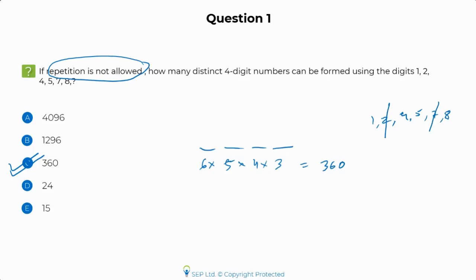So one person, I believe, marked the answer as option B, and the one person who marked the answer as option B did not focus on the words repetition is not allowed. Because if you do not focus on that, you will probably do it as 6 into 6 into 6 into 6, which turns out to be 1296. Okay, so remember, permutation combination is not just about your quantitative understanding, it's also about how carefully you are reading the question.